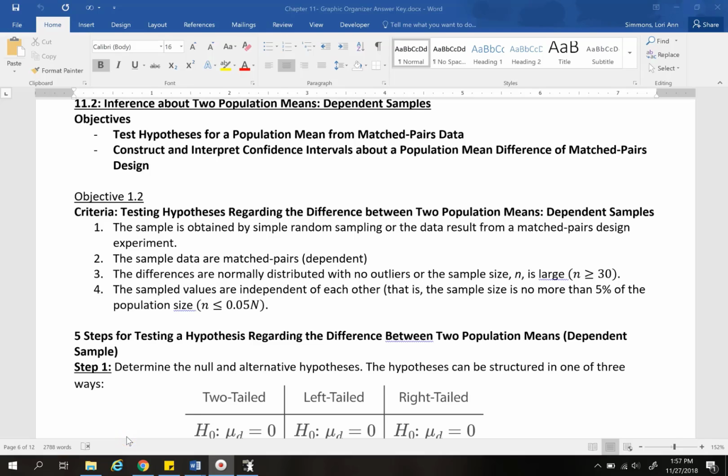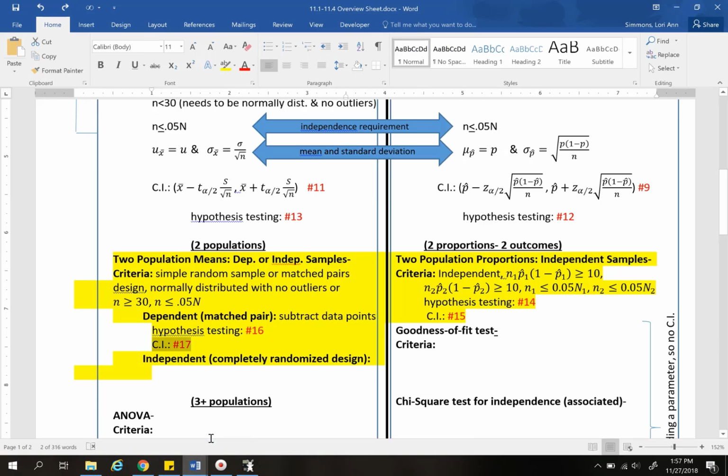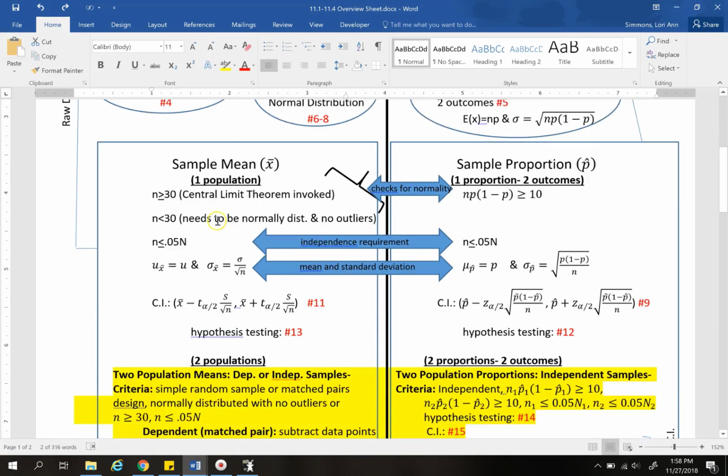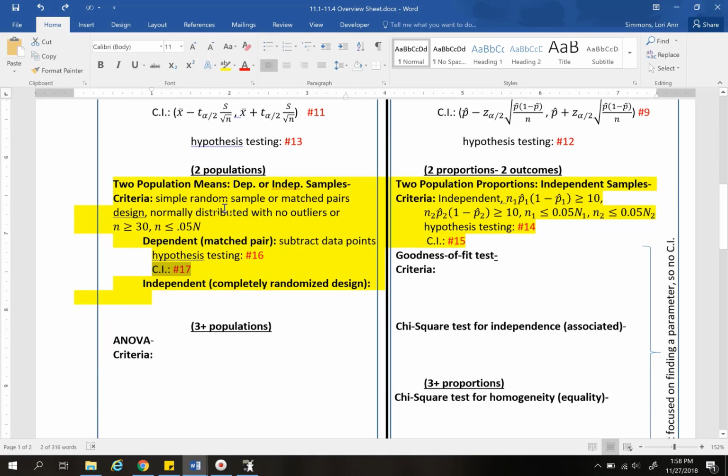Lesson 11.2, inference about two population means that are dependent samples. If we look at our overview sheet, we have population mean on the left-hand side, so that's quantitative data, two populations, and that are dependents. So we're going to be filling in number 16 and 17 from this lesson. Here are the criteria for both dependent and independent.